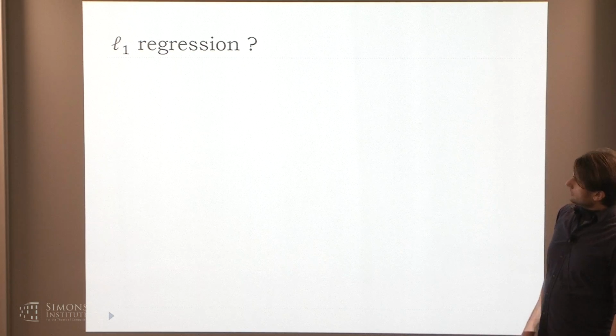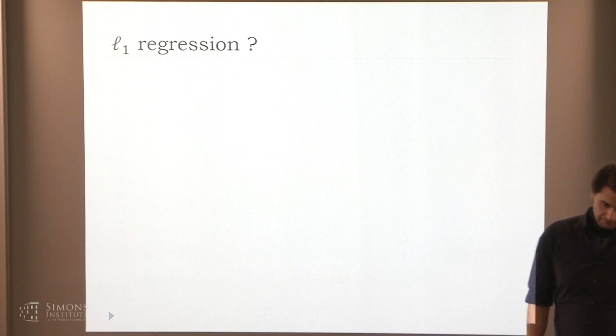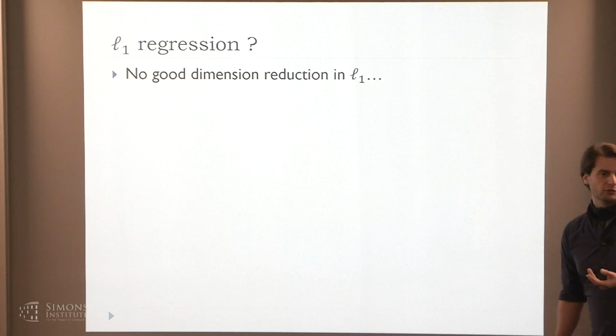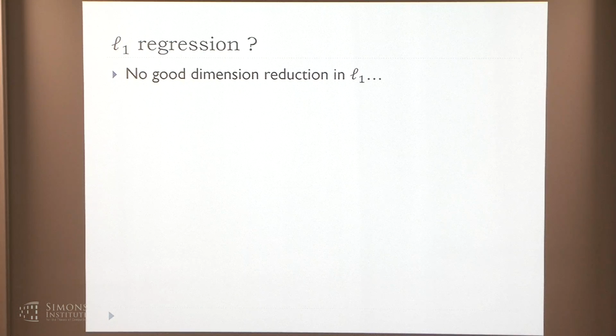Okay, so how shall we do the L1 regression? In a sense, what we are basing on for the L2 case is that we can do this oblivious dimension reduction, via fancier versions of the Johnson-Lindenstrauss lemma. In L1, there is no good dimension reduction, so we don't even hope to do an entire subspace embedding. Okay, so this is a problem.